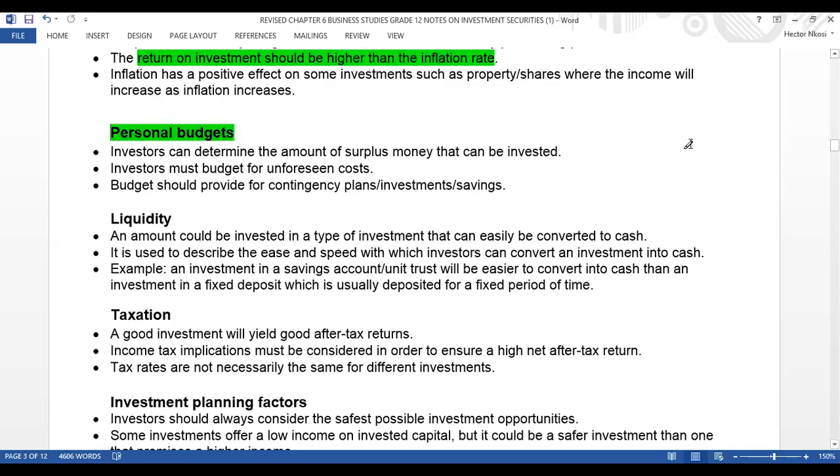Now, let's look at our personal budgets. Remember, guys, a budget is a forecast, an estimation of what you are going to expect or what you are going to use at the end of the year. So investors can determine the amount of surplus money that can be invested. Also, investors must budget for unforeseen costs. So it's a must. This does not apply only to businesses, but also to us as individuals. But also for businesses, it was very good to open trust funds and stuff like that.